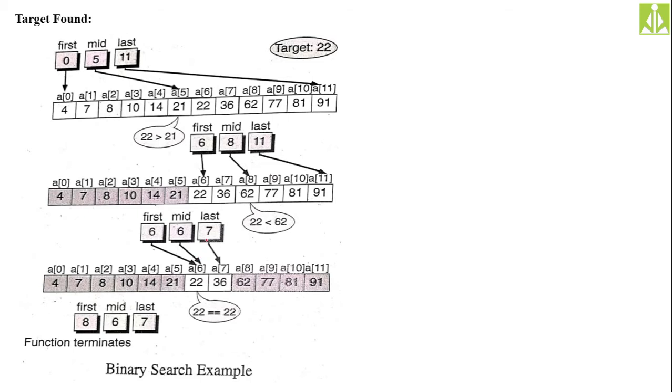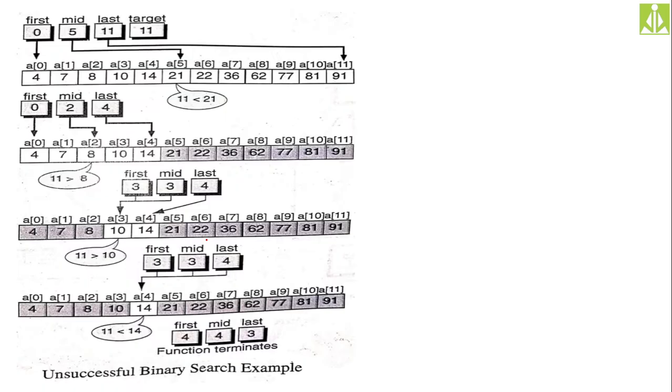Okay, so if the target is not found, then what will happen? Unsuccessful search. If the target is not found, the first value, as you can see over here, is going beyond the last value. So last value is 3, but first value is becoming 4. So we are terminating the function and we are concluding that it is an unsuccessful binary search, or target not found case in binary search. Hopefully you understood.